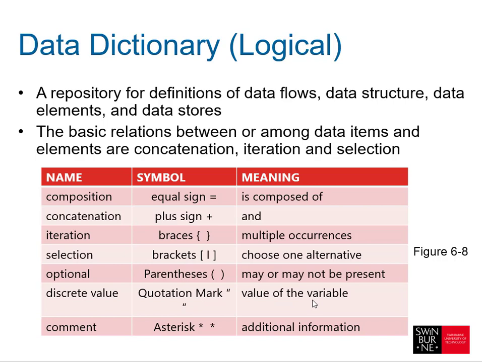So that shows the value of the variable. Sometimes we need to use the comments, right? In some data flows we need to use the comments to show what type of data or what you mean by this data flow. So we can use the asterisk to show this additional information. Now let's go through a data flow example, how to use this notation to define the data flow.